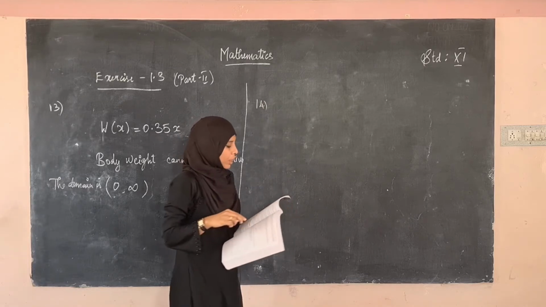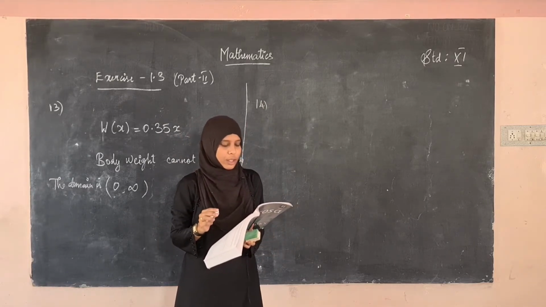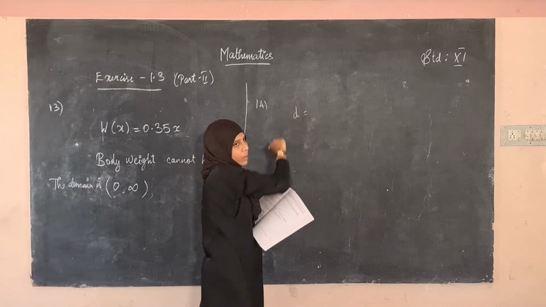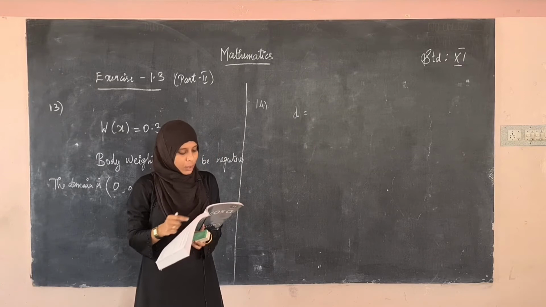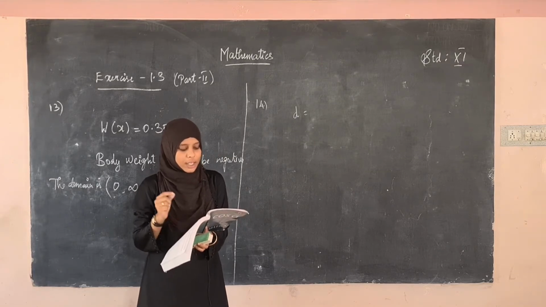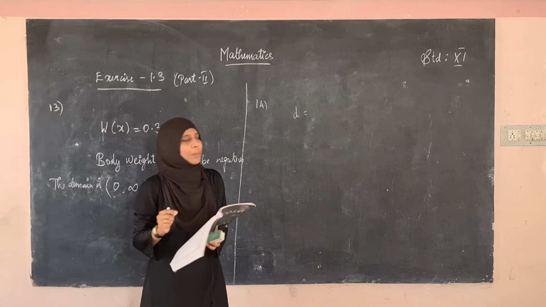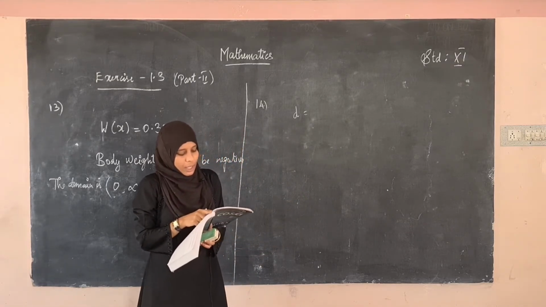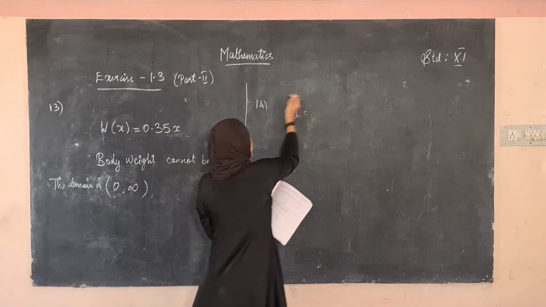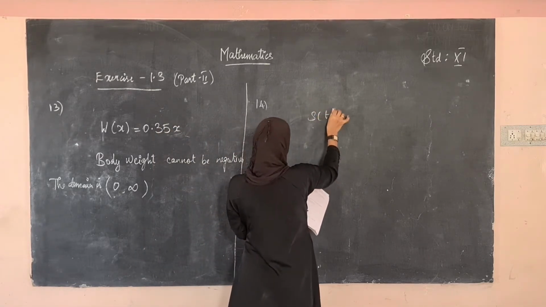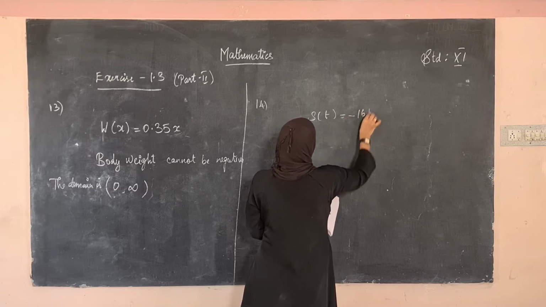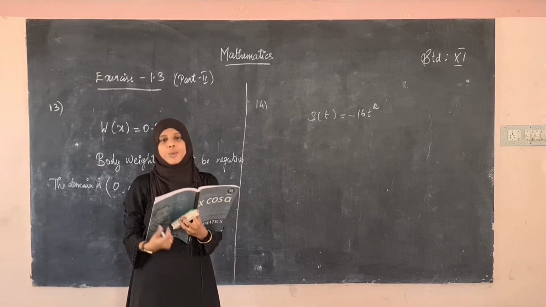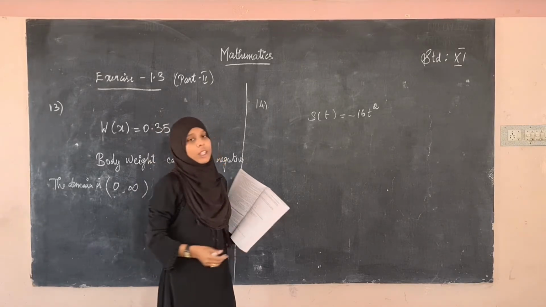Now, the 14th sum. What's the 14th sum? The distance of an object falling is a function. The distance, that is, we know distance is d. This is the function they have given, with the variable t. See the question. The distance of an object falling is a function of time t, and can be expressed as s of t is equal to minus 16 t squared. Graph the function and determine if it is 1 to 1. We have to graph the function and determine whether it is 1 to 1.